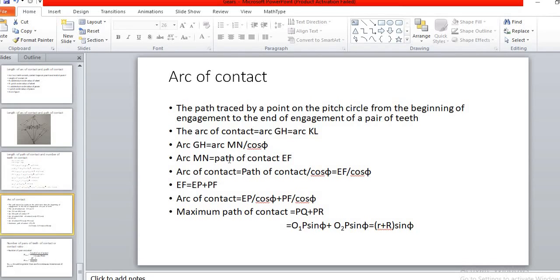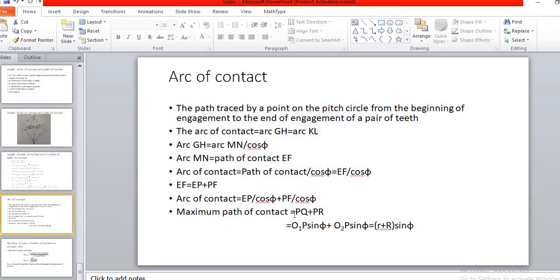Arc MN is nothing but the path of contact here, which we already calculated, or EF, which we can write as EP plus PF. This arc of contact is nothing but the path of contact divided by cos phi. So for this path of contact EF, we can put this value divided by cos phi: EP divided by cos phi plus PF divided by cos phi. Summation of these two terms will give you the arc of contact.